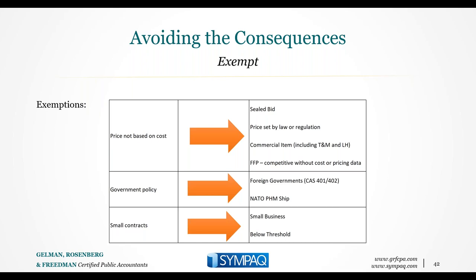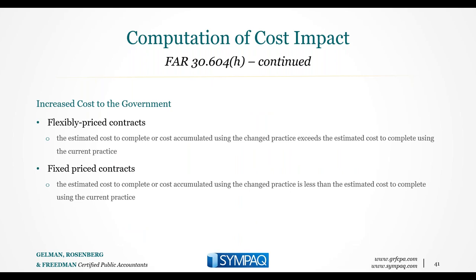Going back to that, the requirement is that the government will not pay increased cost in the aggregate. If the government pays more on cost type contracts and less on fixed price contracts, both of those situations are increased cost to the government. I get it both ways. And contractors need to be aware that, yes, the government might be getting it both ways, and they need to be prepared to fight that. And that is a difficult fight.